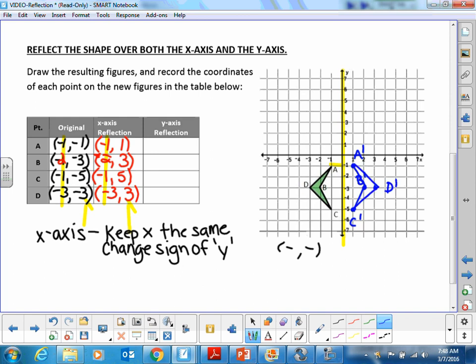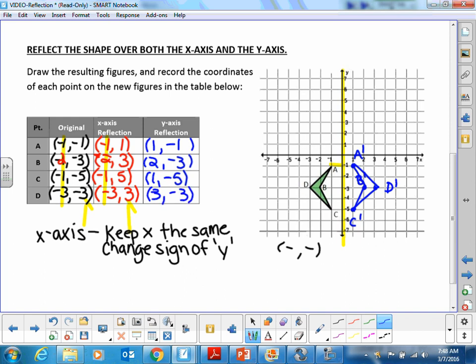So it's that simple. Now, if we were to go back and write down what those coordinates are, we're at 1, -1 for A. B is at 2, -3. C is at 1, -5. And D is at 3, -3.